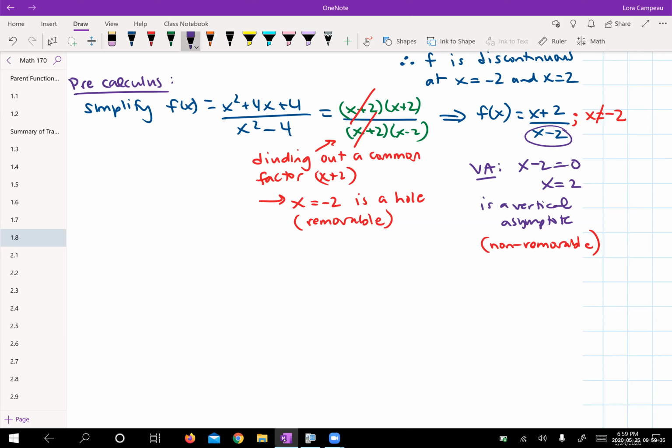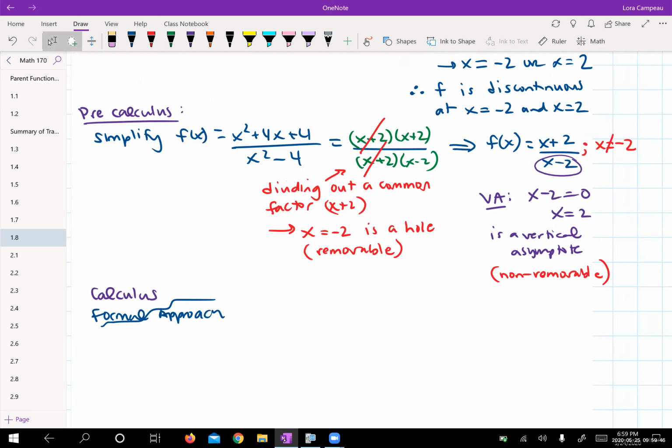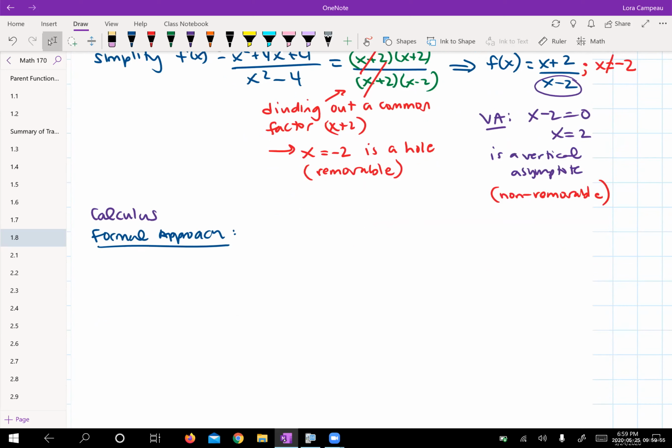So calculus techniques. And this is the formal approach. Let's write that a little nicer. Okay, so with the formal approach, a lot of times what we like to see is we want to talk with limits. So we're going to take our particular function and we're going to talk about what's happening at -2 and what's happening at +2. And when we're dealing with limits, I'm going to deal with the reduced function.